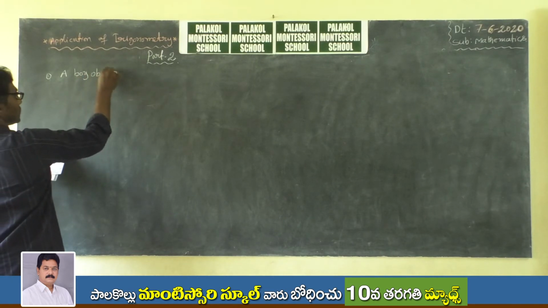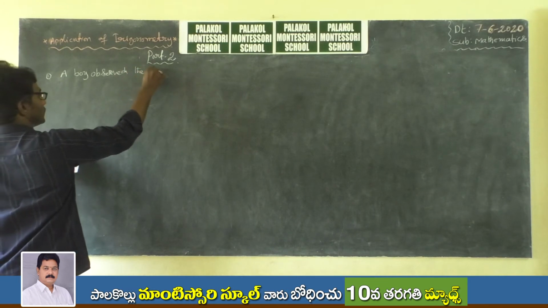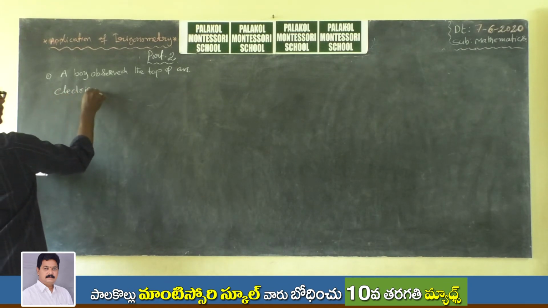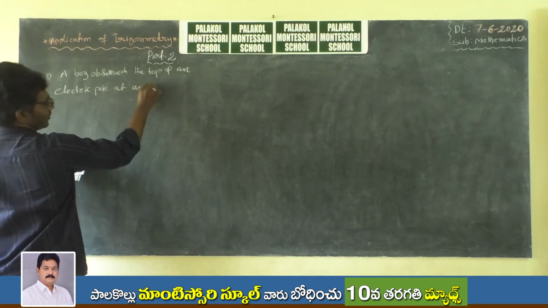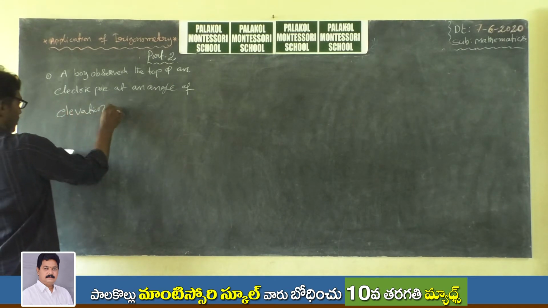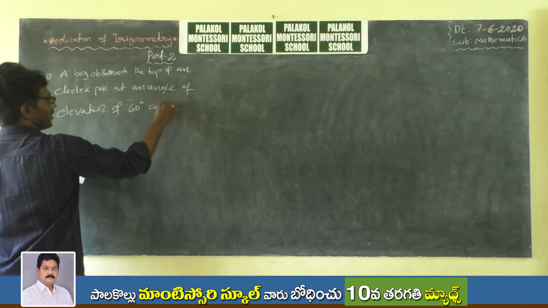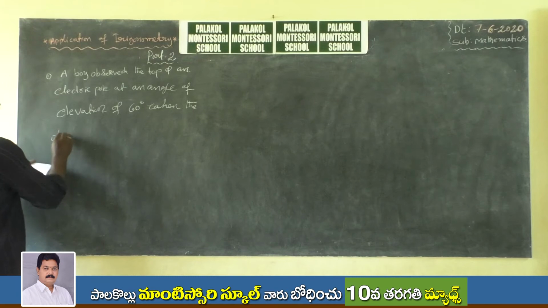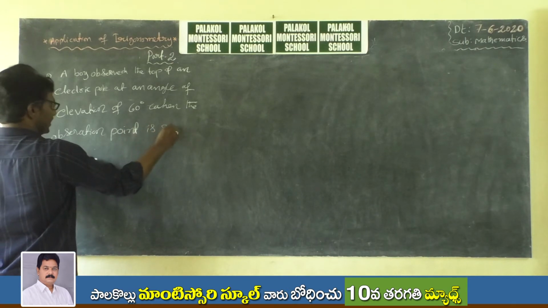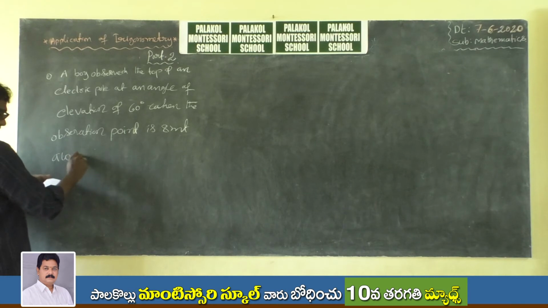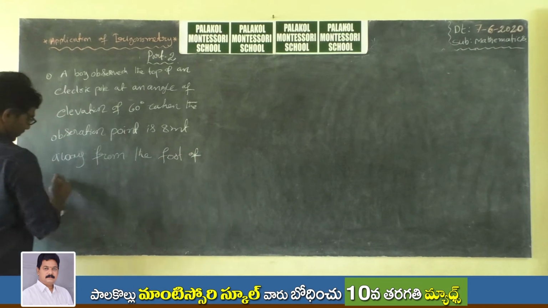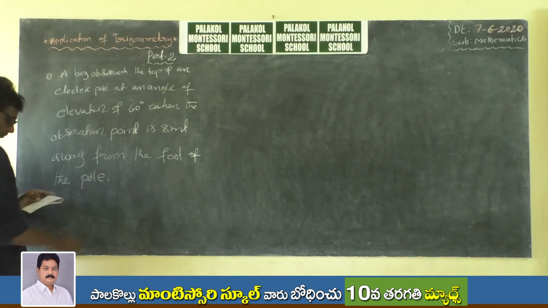Observe the top of an electric pole at an angle of elevation of 60 degrees when the observation point is 8 meters away from the foot of the pole. Find the height of the pole.